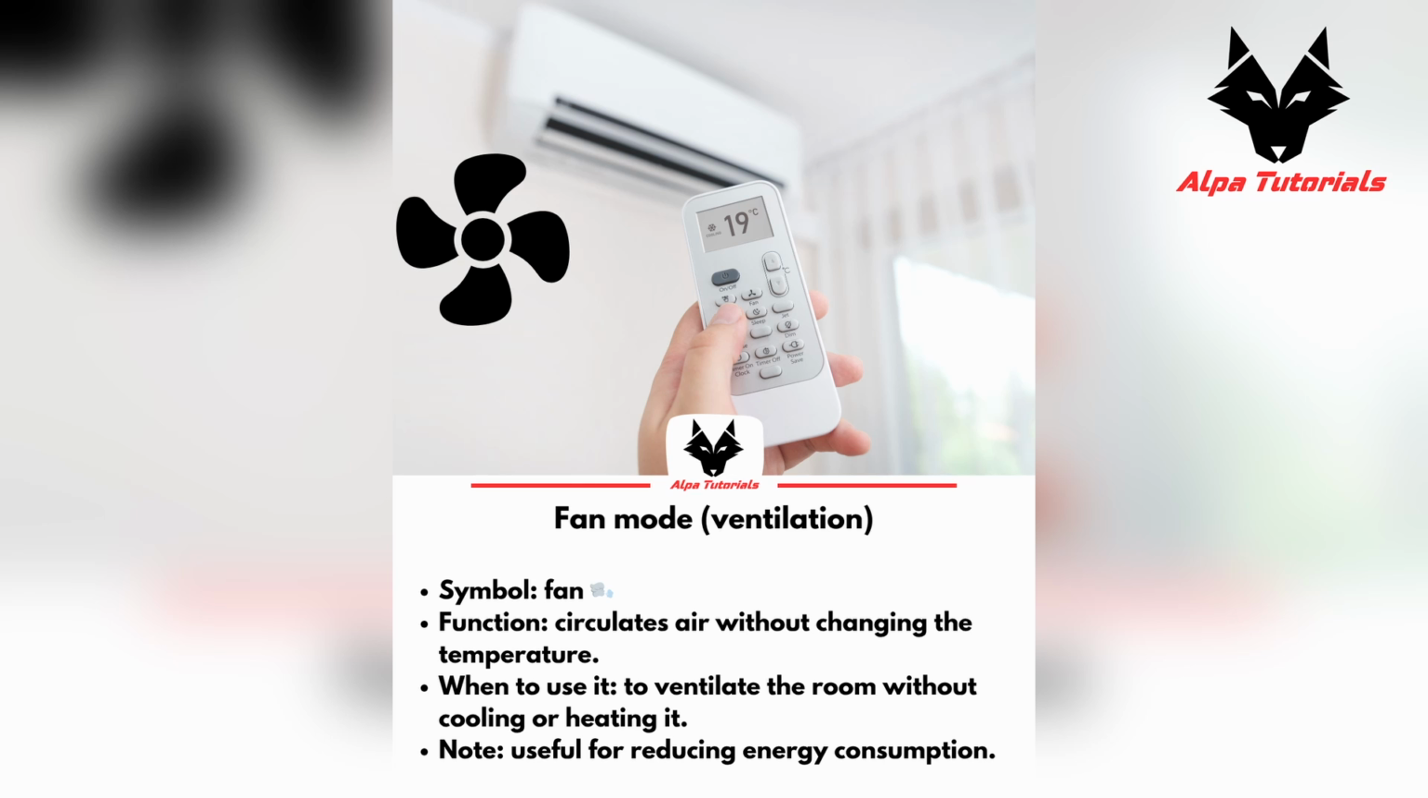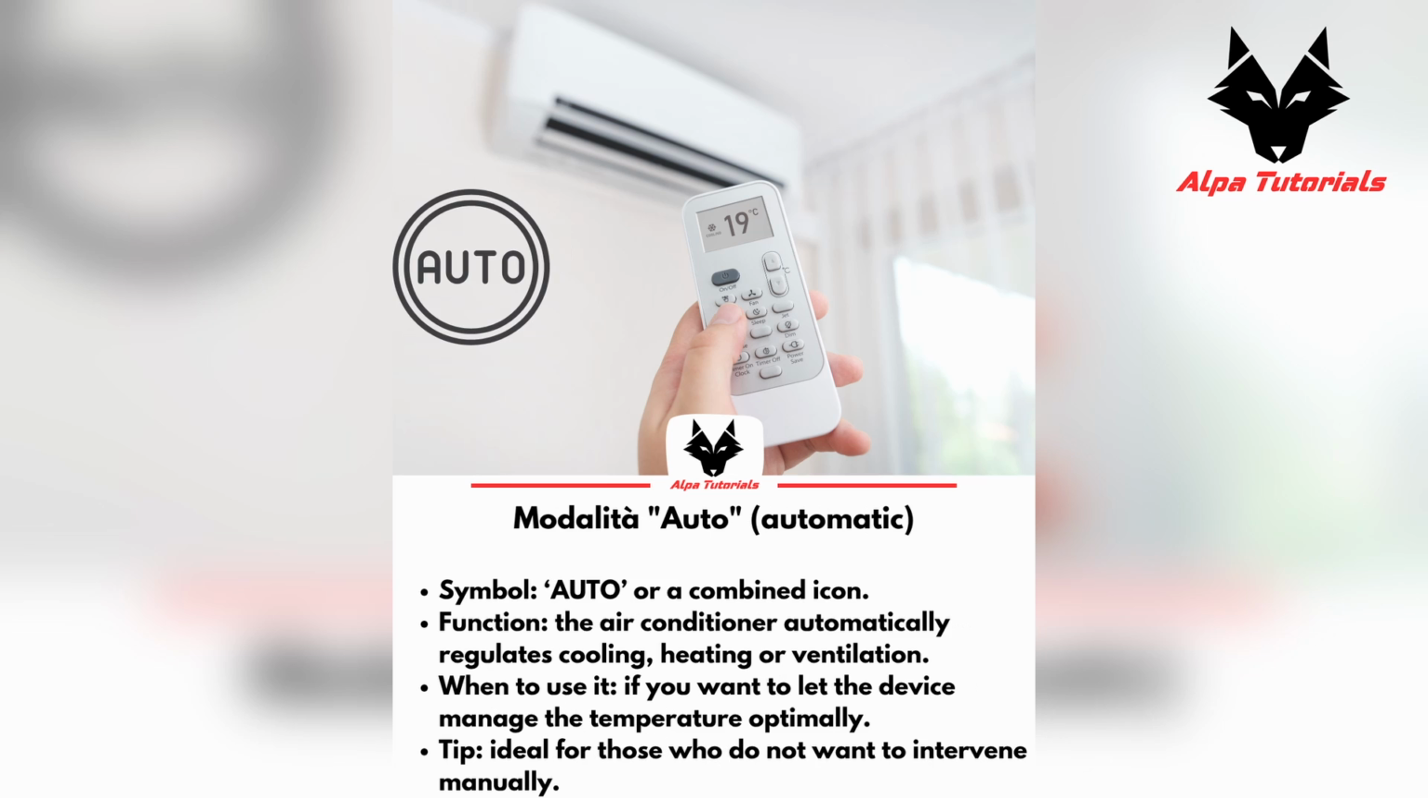It is useful for circulating air in the room or at times when it is not necessary to adjust the temperature. Finally, there is the auto mode, which automatically adjusts the air conditioner's operation based on the room temperature. The appliance chooses whether to activate cooling, heating or simply ventilation to maintain the ideal set temperature.